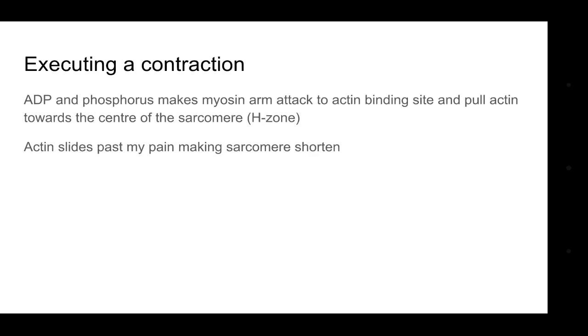Diphosphate and phosphorus make the myosin arm attach to the actin binding sites and is used to make the actin pull the arm towards the center of the sarcomere in a sliding motion. The actin then slides into the H zone, making the sarcomere shorter. This is contraction.